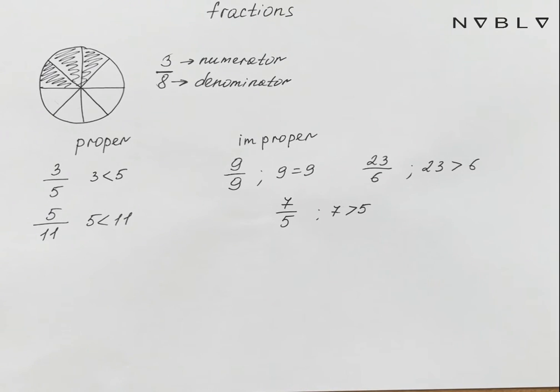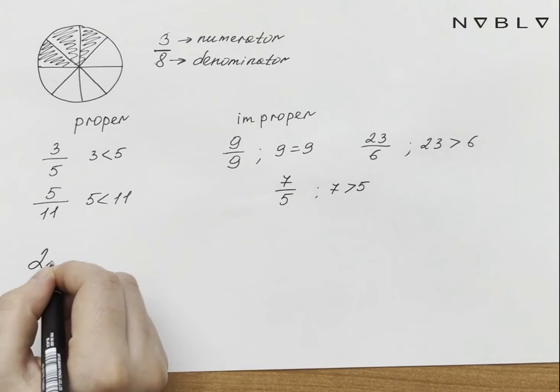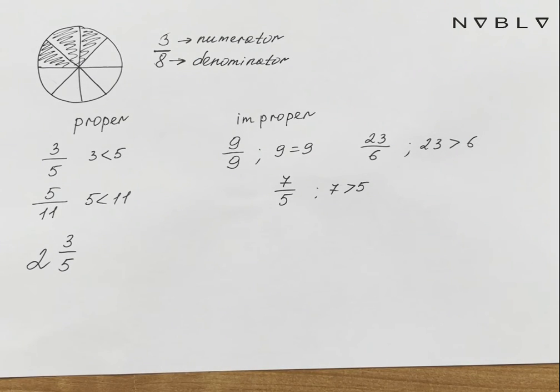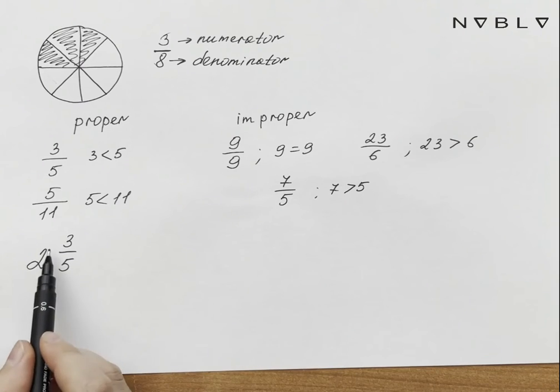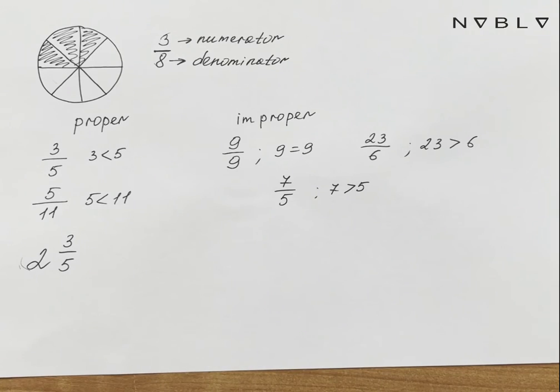Okay, what is a mixed number? For example, 2 and 3/5. A mixed number is an integer number and a fraction written together. 2 is the integer number, the whole part, and 3/5 is the fractional part.